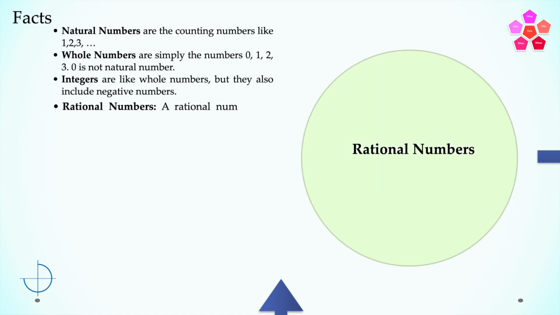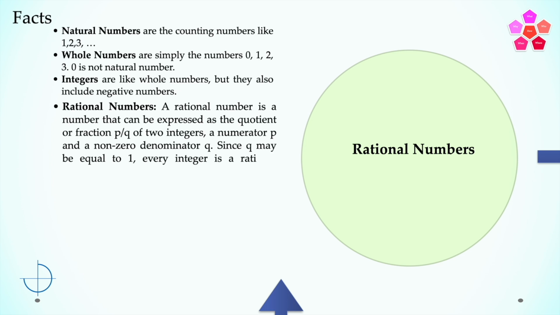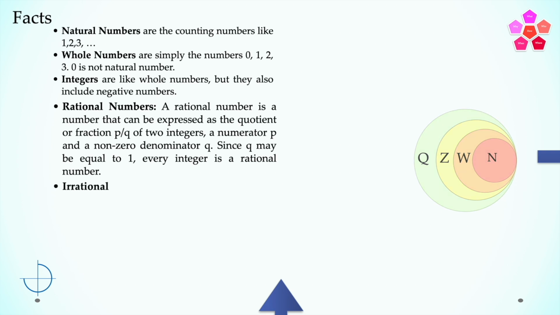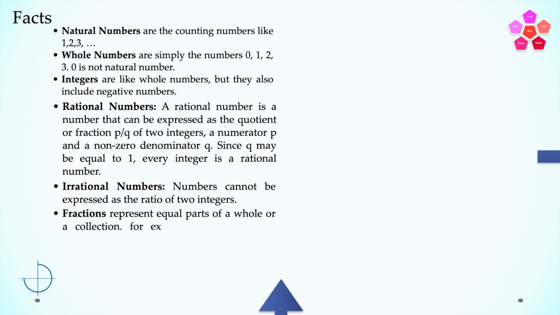A rational number is a number that can be expressed as the quotient or fraction in the form of p by q of two integers, a numerator p and a non-zero denominator q. Since q may be equal to 1, every integer is a rational number. Irrational numbers are numbers that cannot be expressed as a ratio of two integers. Fractions represent equal parts of a whole or a collection. For example, 1/2, 8/5, 3/4 are all examples of fractions.